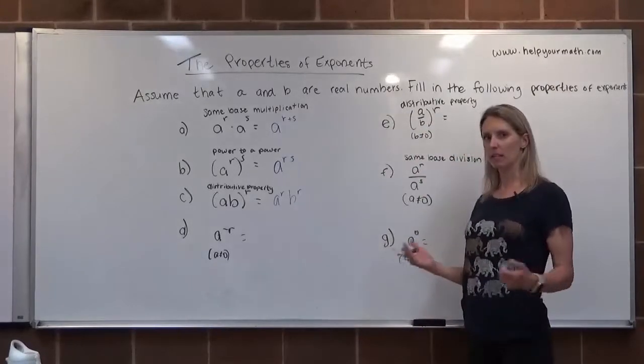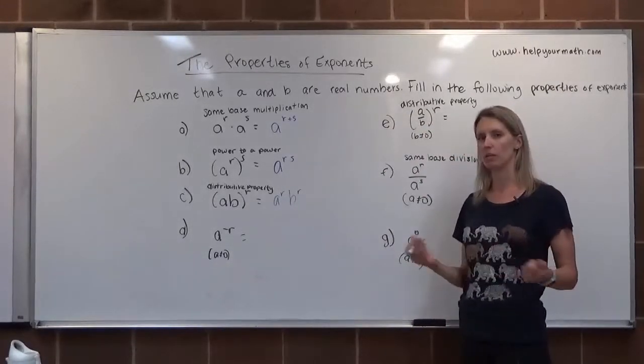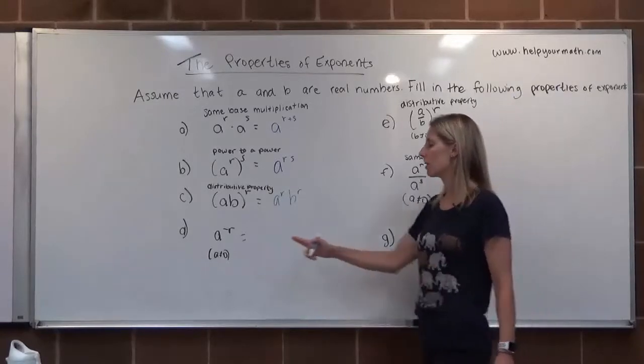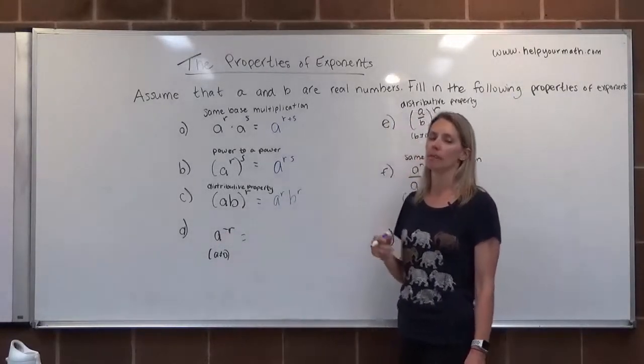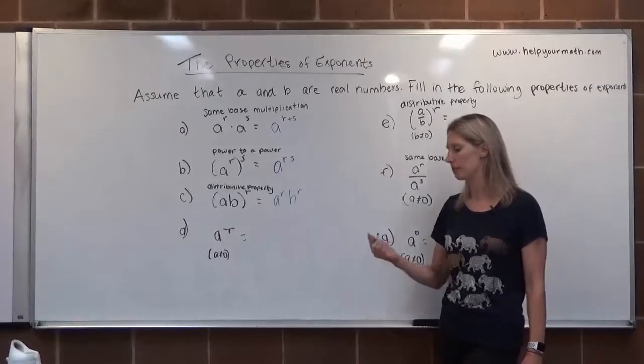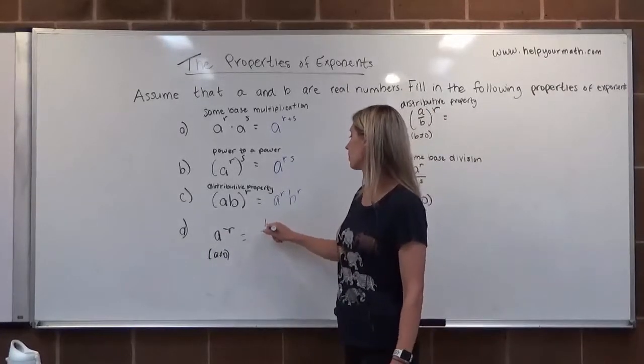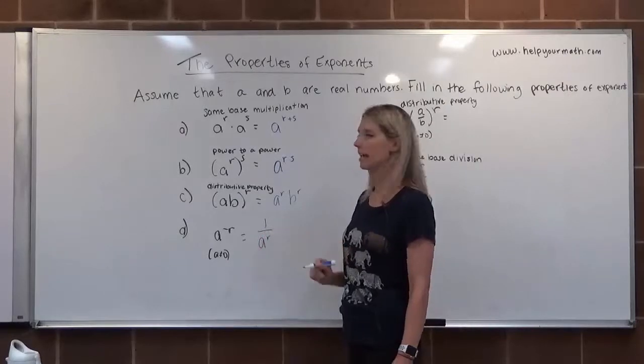Letter D, this one, I don't think it has a special name, but you can call it a reciprocal. So if we have a negative exponent, A to the negative R, that negative part of the exponent means take the reciprocal of the base. So that would be taking the reciprocal, and we would say 1 over A to the R.